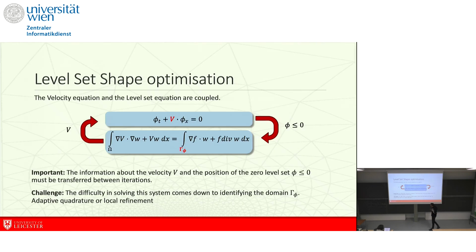So what we end up with is effectively this coupled system, which is made up of the level set equation and the velocity equation here. And information needs to transfer between one and the other. So we need to transfer the position of the level set between the first equation and the second one, and we need to transfer the velocity from the bottom to the top. And the main difficulty with solving this system is identifying the level set or the sub-level set.